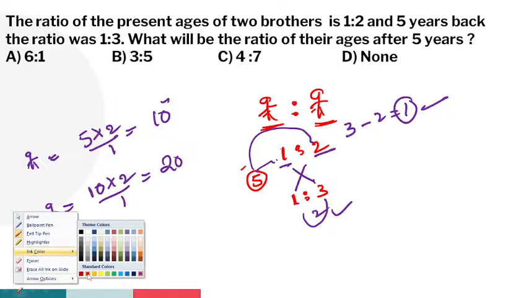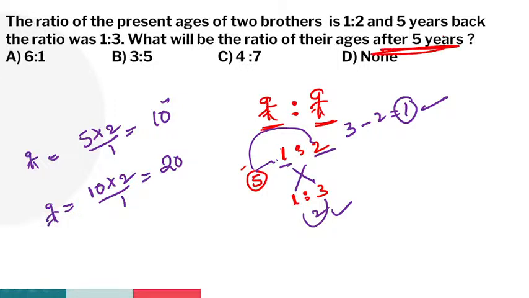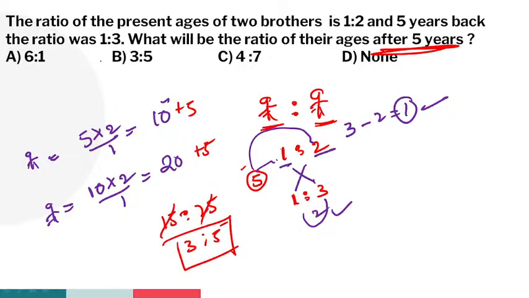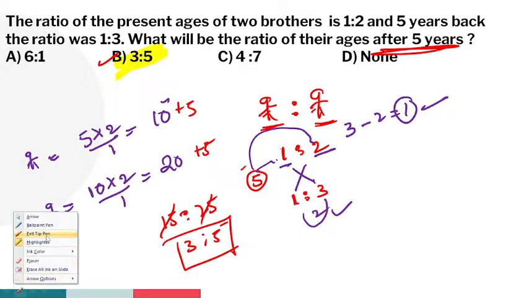Okay? But what did the problem say? The age ratio after 5 years. What does after mean? Plus, right. 10 + 5 is how much? 15. 20 + 5 is how much? 25. So 5 3s and 5 5s. 3 is to 5. Which option is the right answer? Option B is the right answer, guys. Clear, all of you? Say yes or no.